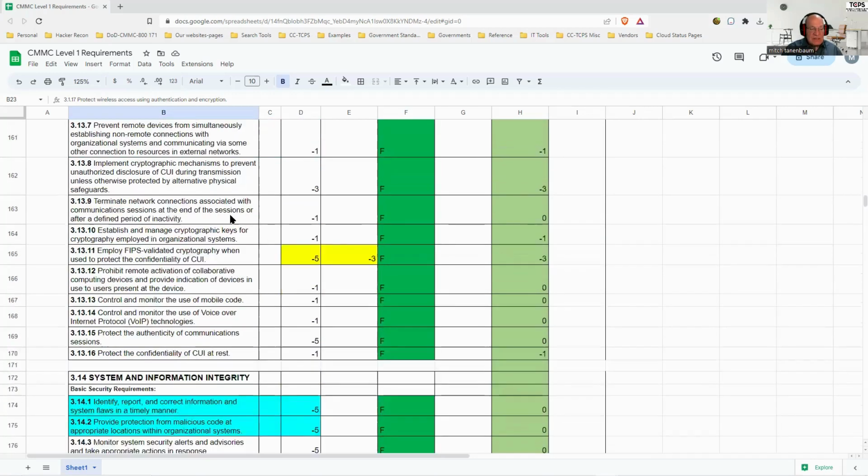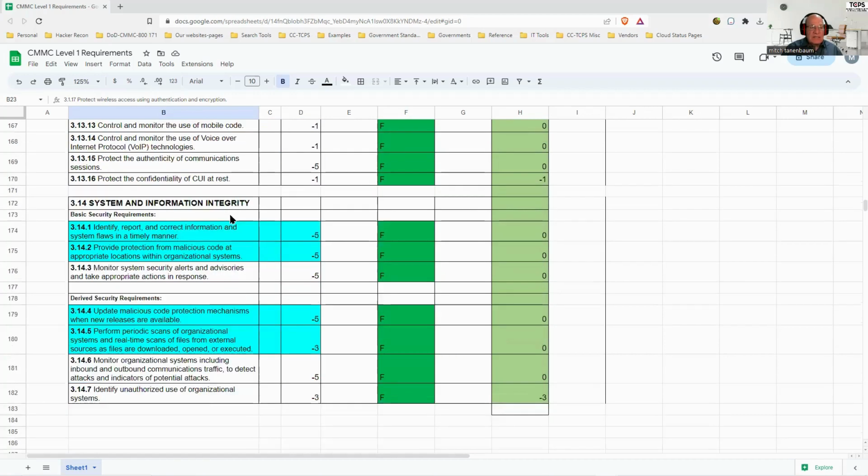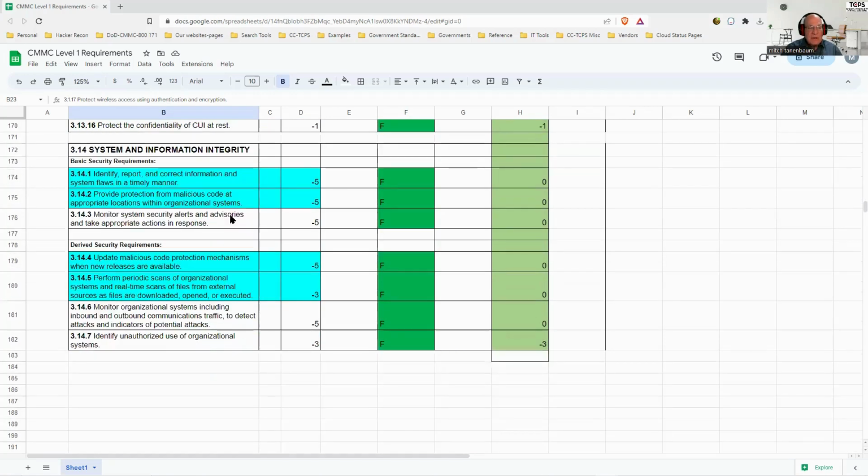And the last section, 3.14, is system and information integrity. We've got 4 controls here again. These are also pretty basic. You should be doing them, but maybe you're not. So the first thing is identify bugs in a timely manner. Number 2, and we'll get to fixing that, oh, I guess it's right here. It's actually not only do you identify the bugs, but you correct them.